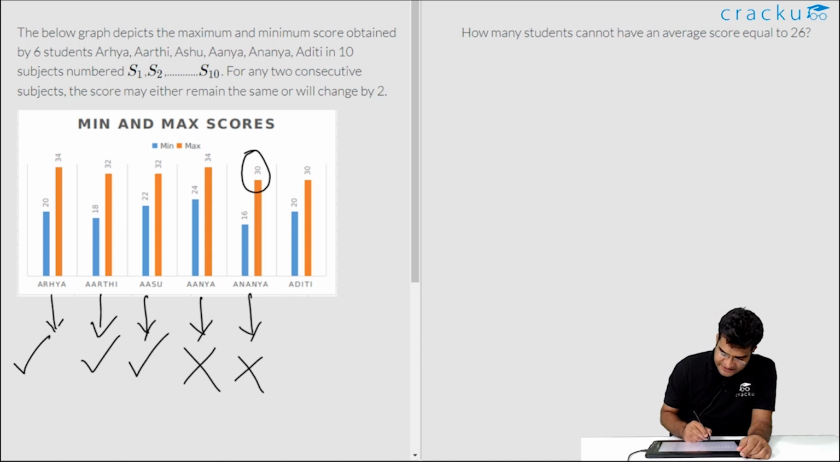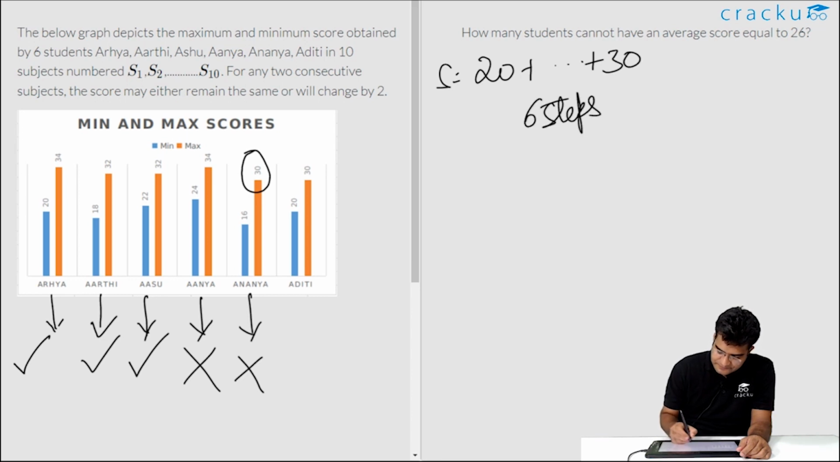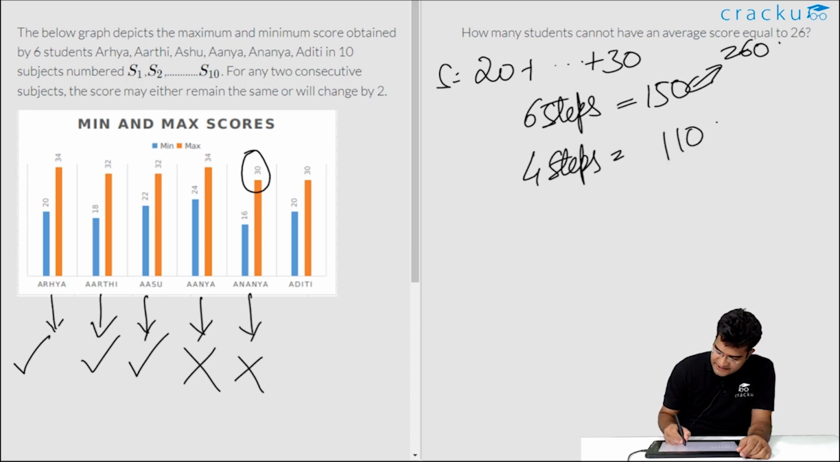If I am looking at the final case of Aditi, she starts with 20 and she goes till 30. This takes 6 steps and the total is 150. This is 25 into 6. What we need is 260. So in the remaining 4 steps, she has to make up 110. This is again possible because 108 is 27 into 4.